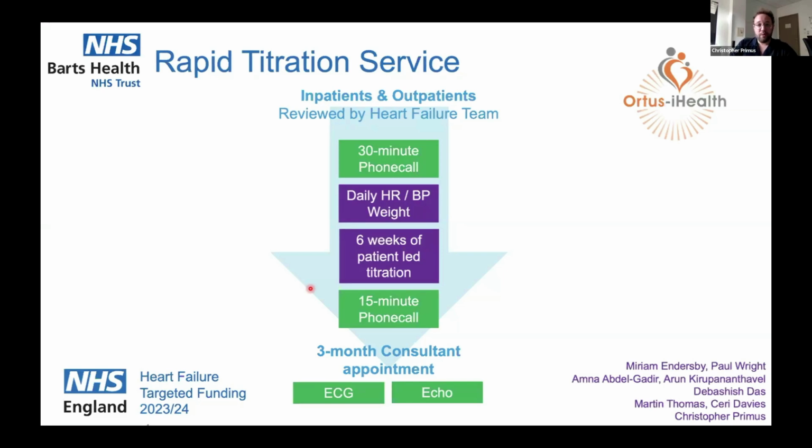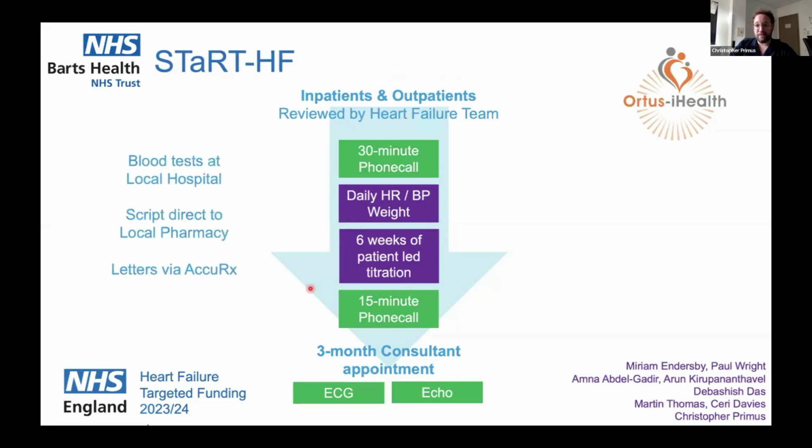This was ambitious. We started small, but what we quickly realized was that we needed to take advantage of what was possible through Ortus. We were facilitating blood tests at a local hospital. We were using a system called Clio to deliver scripts directly to local pharmacies in order to allow patients easier access. And in order to keep everyone up to date, we weren't creating admin. Our letters were being emailed directly from Ortus out via AccuRx to the GP and uploaded onto the London Care Record.